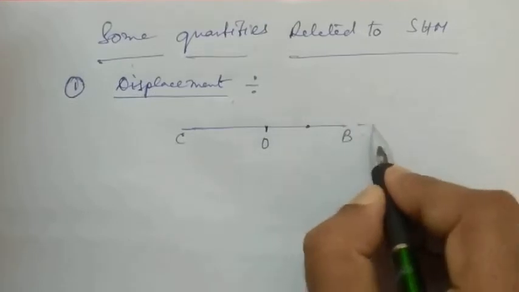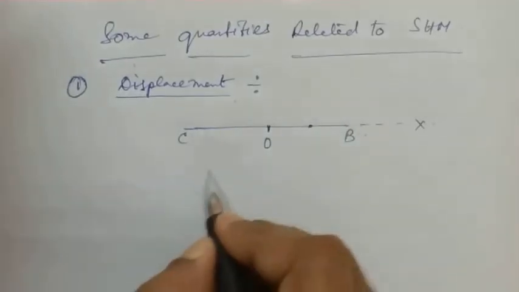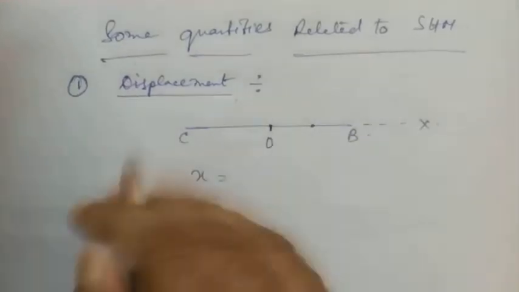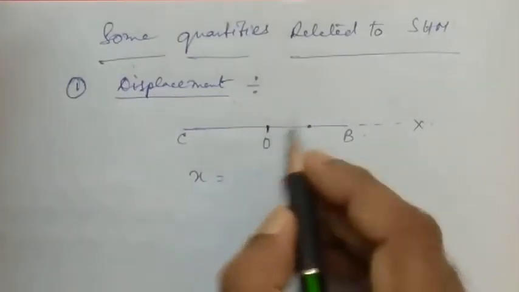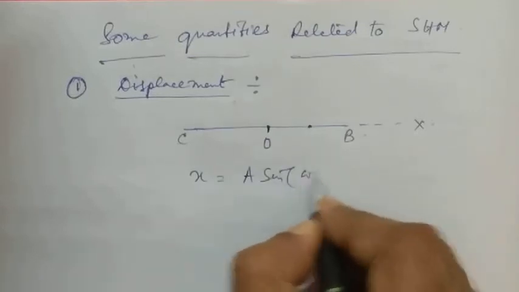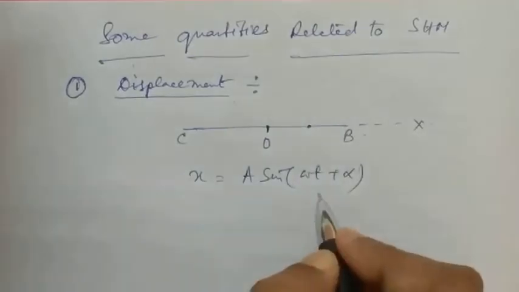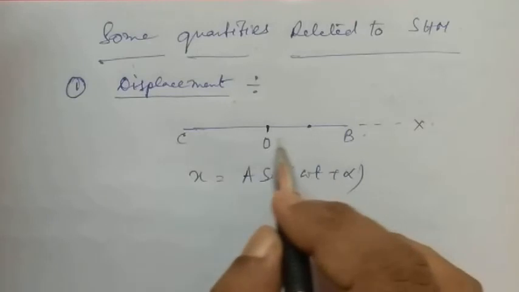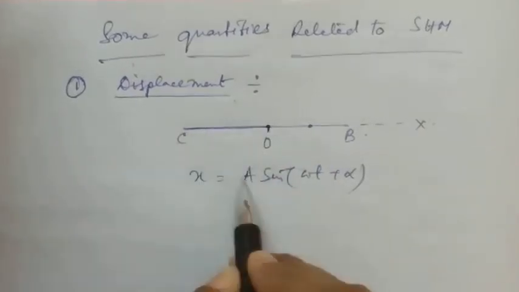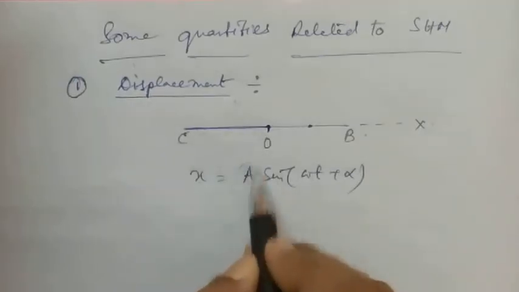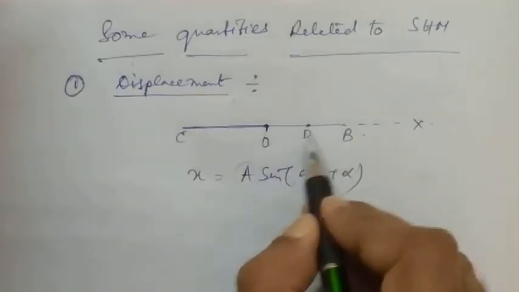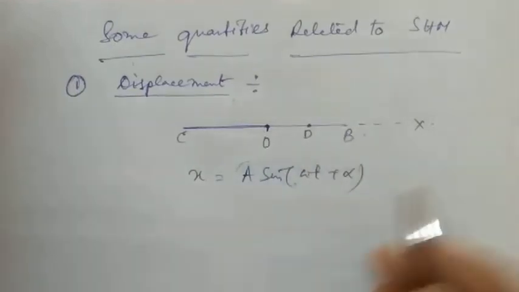So you can take this to be the x-axis. If the particle starts from the mean position, or if you write the equation with respect to the mean position, we get x is equal to a sine of omega t plus alpha, as I've discussed about the phase relations in the previous video. The value of the amplitude is a. Omega t plus alpha means the shift of this position from the point O.